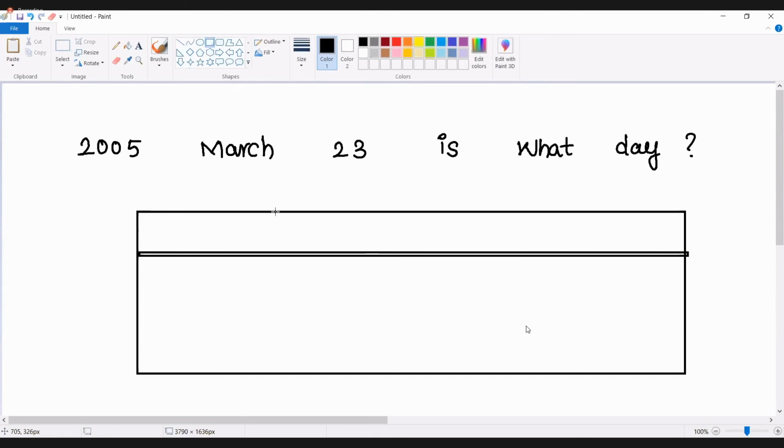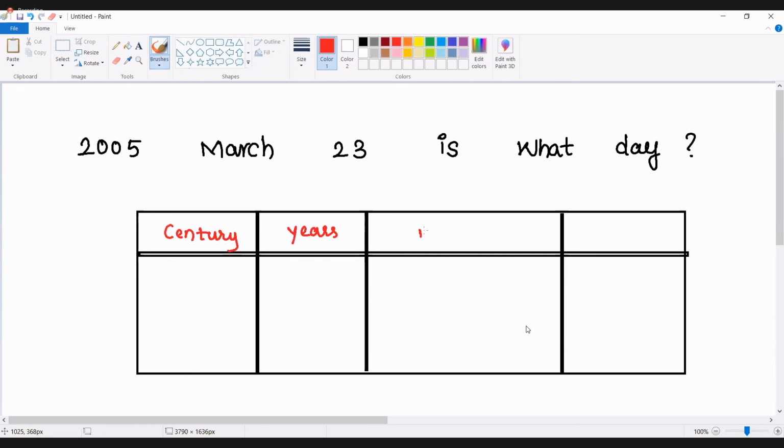So first go with the completed century, then go with the completed years, then with the completed months, and then with the completed days. That is what you have to do here. Remember, always go with the completed ones. First go with the completed century and find the odd days there. So for example, we have a question: 2005 March 23rd is what day?